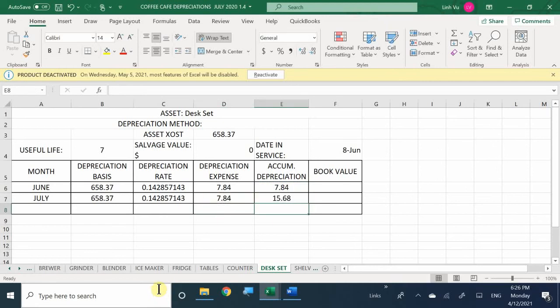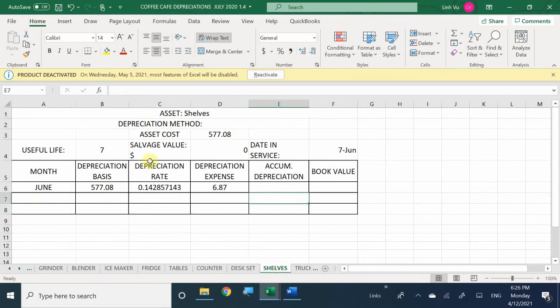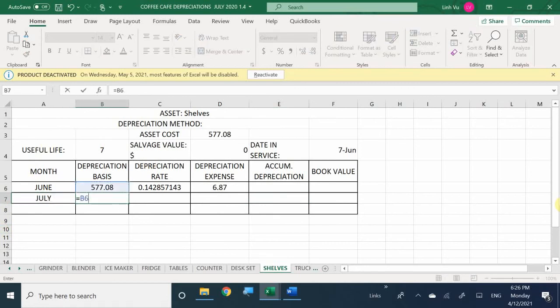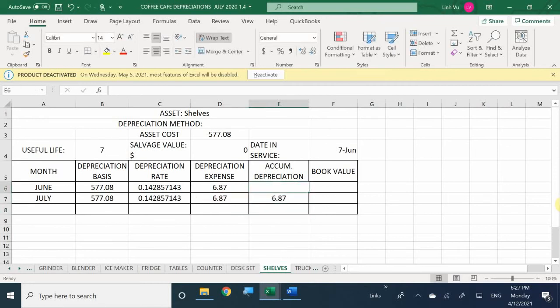Okay. So we have another $7.84 for our desk. Last but not least, our shelves. Okay. July, we have 57708. We have the 1428, and we have the same $6.87. So once again, this should equal the beginning number. So here we have a total of $13.74. Okay.